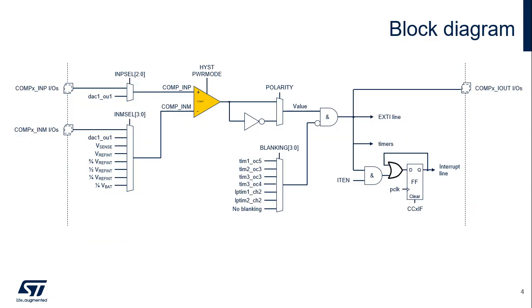This slide shows the general block diagram of the comparator integrated in the device. Positive and negative inputs of the comparators are selectable through multiplexers. The output of the comparator can be inverted before being ANDed together with the input selected for blanking. The resulting signal can be steered to general-purpose input-output pads, EXTI module, timers, and maskable interrupt line.